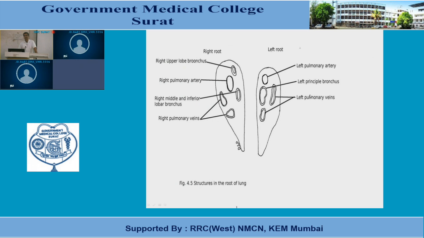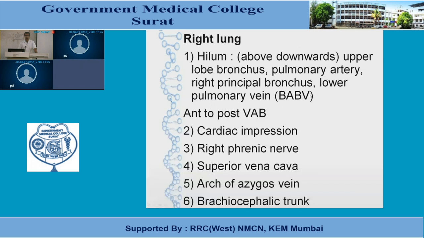Which structures are present in relation with this hilum? From above downward: upper lobe bronchus, then pulmonary artery, right principal bronchus and lower pulmonary vein. Now what is the equation? BABV: bronchus, artery, bronchus, vein, from above downward. This is the right lung hilum. Structures present in the hilum of the right lung: BABV. Upper lobe bronchus, pulmonary artery, right principal bronchus and lower pulmonary vein.